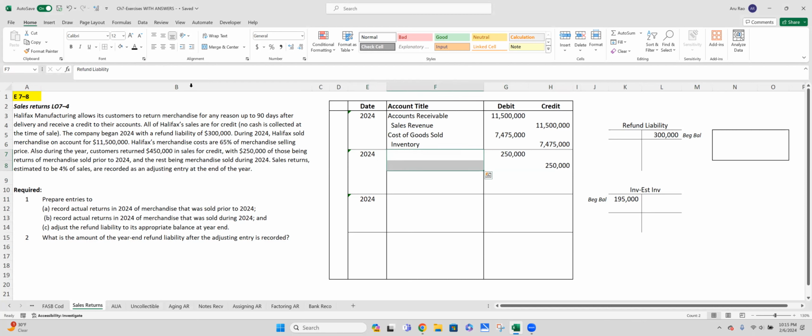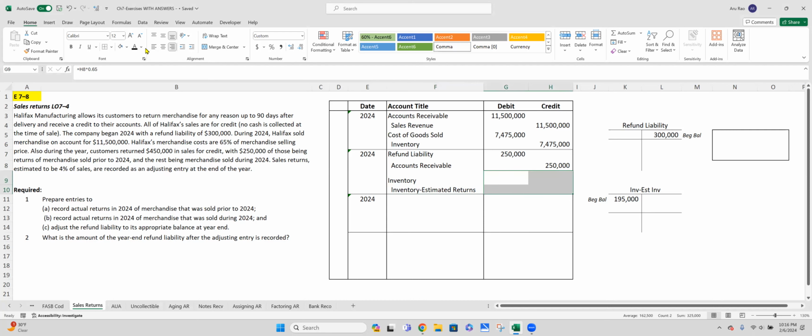So my journal entry over here is going to be refund liability debit. I don't do sales return because I'd already planned for it. And remember, last year's sales revenue account was already closed. So I have this refund liability debit, accounts receivable credit. And now I actually got the inventory. So inventory debit, estimated inventory returns credit. And that's going to be 65% of this dollar amount of the 250, and that's 162,500.